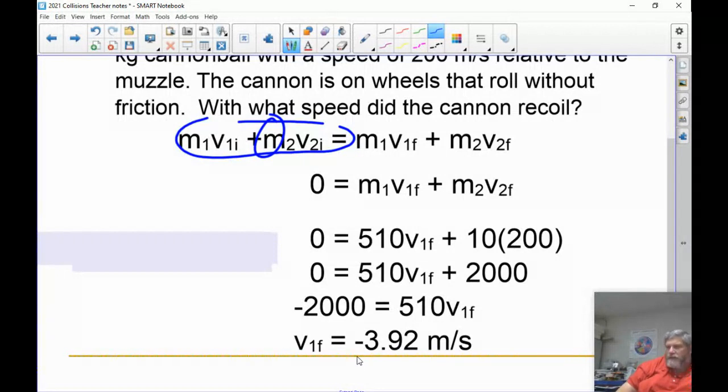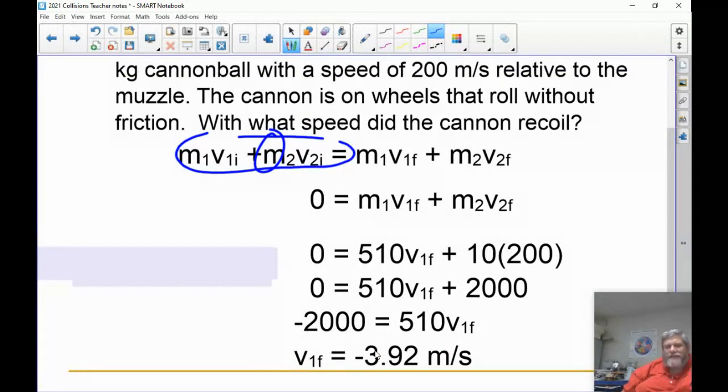That makes sense, everybody? Notice that the cannon moves a lot slower than the cannonball because the cannon has a lot more mass than the cannonball does. If they were closer in mass, then the cannon would move faster.